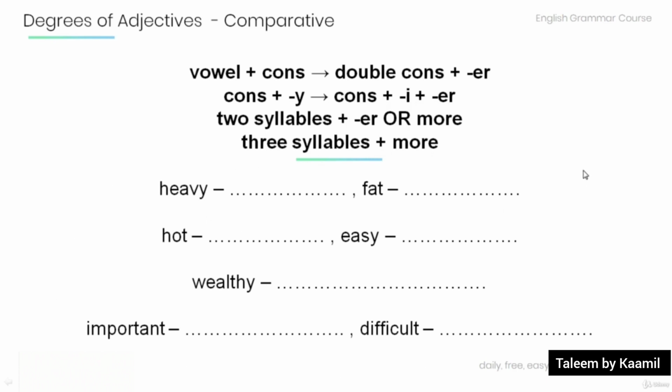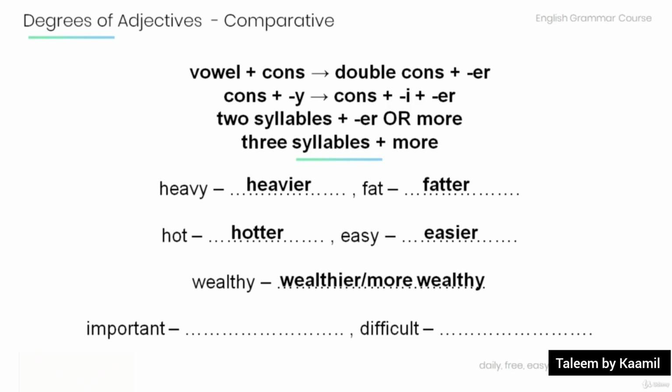Heavy, heavier. Fat, fatter. Hot, hotter. Easy, easier. Wealthy, wealthier, or more wealthy. Important, more important. Difficult, more difficult.